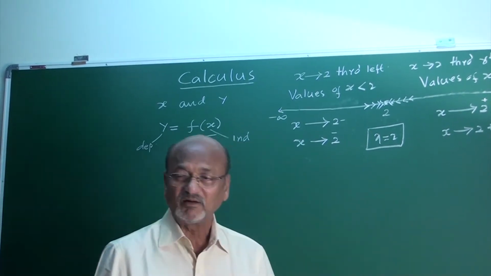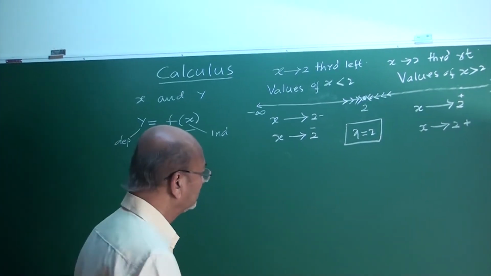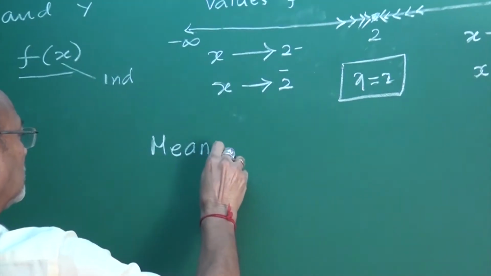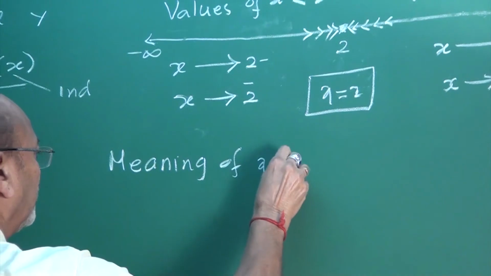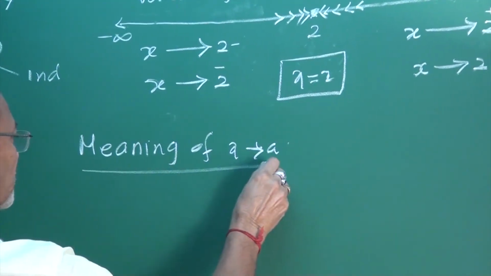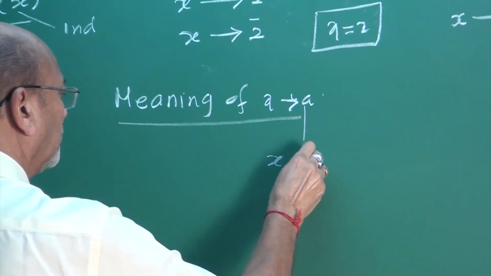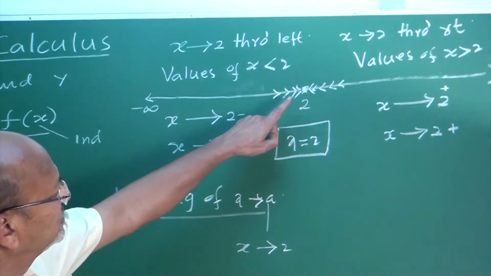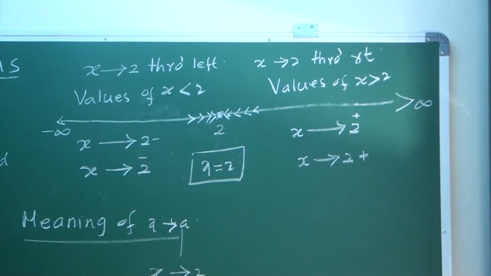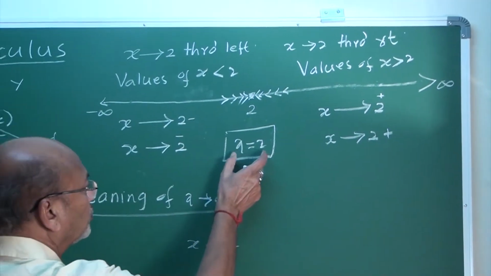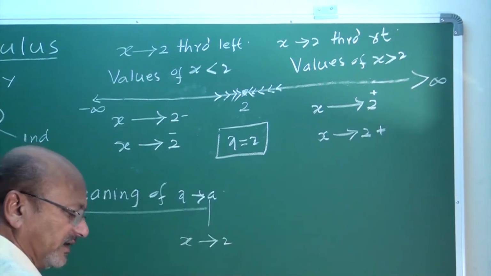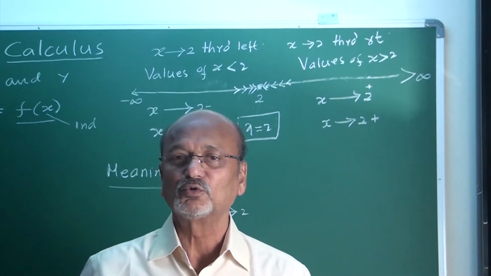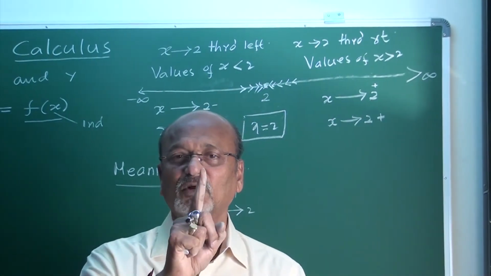Yes, my friends. After that, another very important topic is the meaning of x tends to a, my friends. I took particularly one number, x tends to 2. This is the number line, this is your number 2. X tends to 2 and x equal to 2: what do you mean by x equal to 2? The exact value of x is 2. It is only one value.